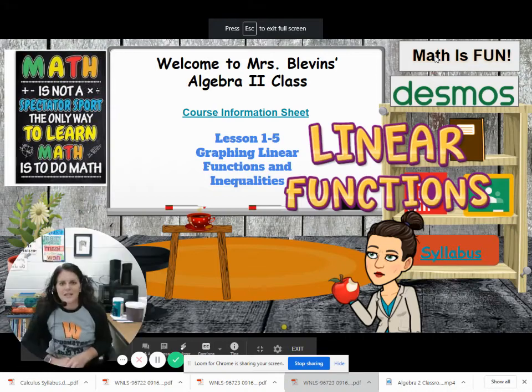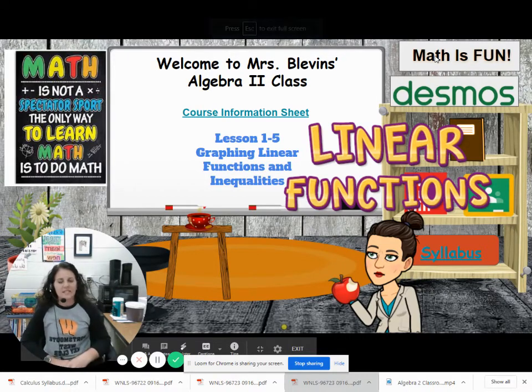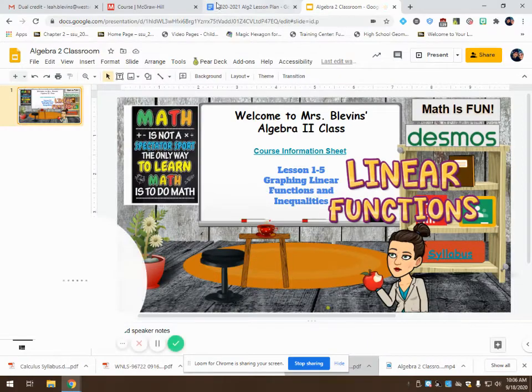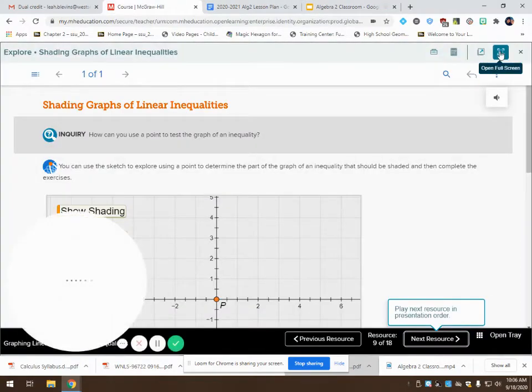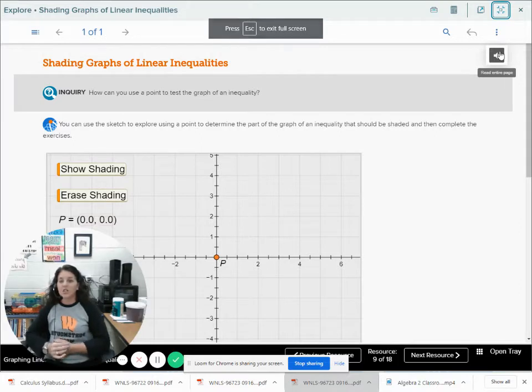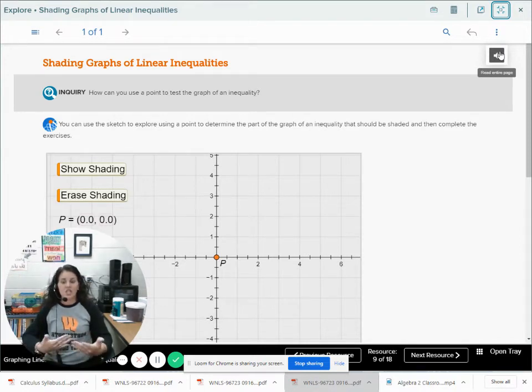Welcome back to Lesson 1-5 Part 2. We're looking at graphing linear functions and inequalities, and we're going to jump right into this lesson here today. So what we're going to be talking about is shading graphs of linear inequalities. We looked at equations in our previous lesson, and now we're going to look at inequalities, and that's why there is the shading. There has to be shading in order to show that it's an inequality.